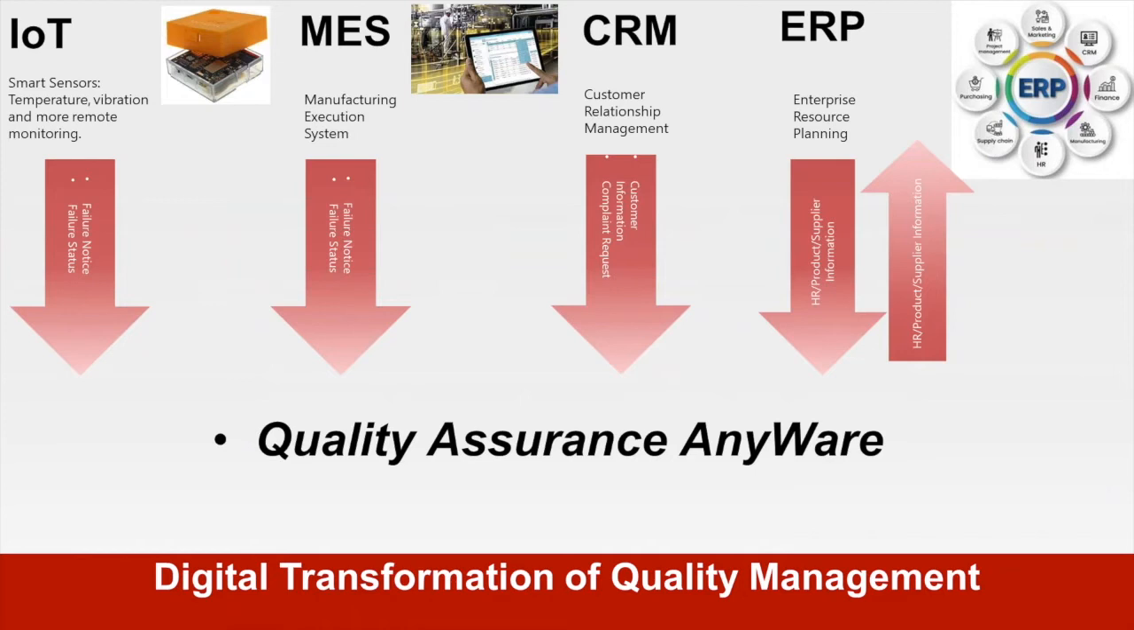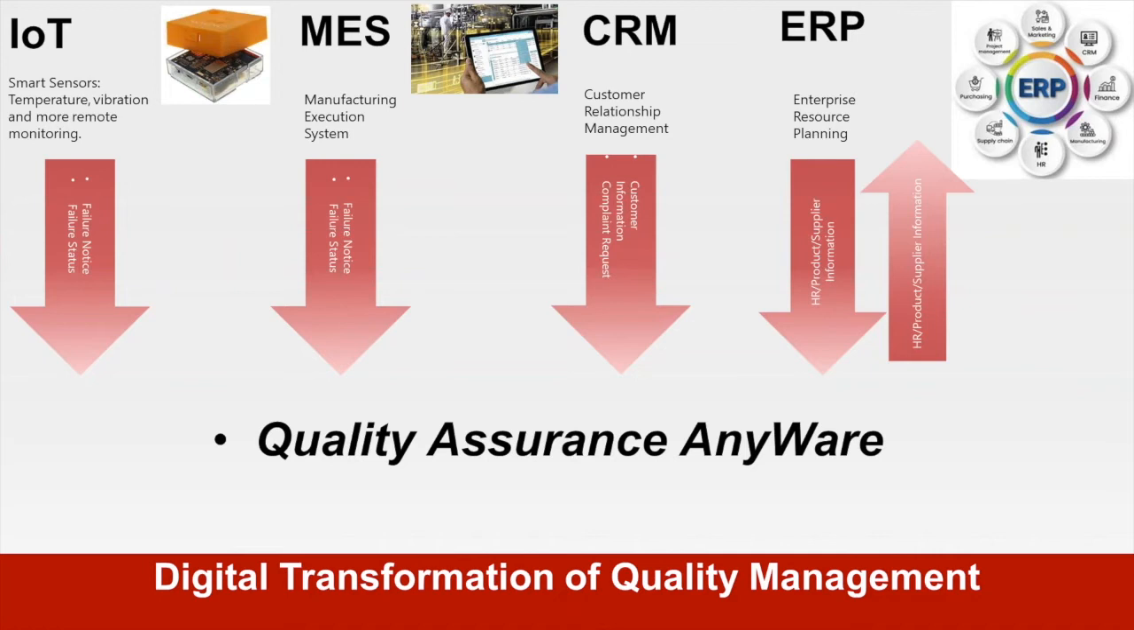Quality assurance anywhere is a quality, risk, audit, and compliance management software. It has a very modern technology and it's ready to communicate with different systems: ERP systems, CRM systems, manufacturing execution systems, and IoT devices. Even though it is designed to run standalone independently, it can communicate with any other software systems that you may have at your workplace.